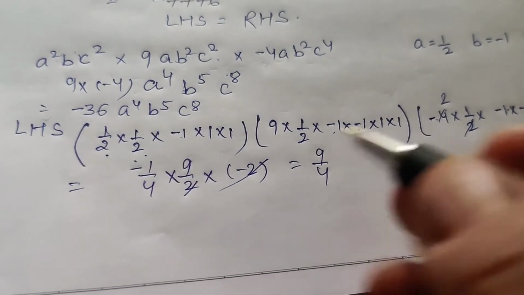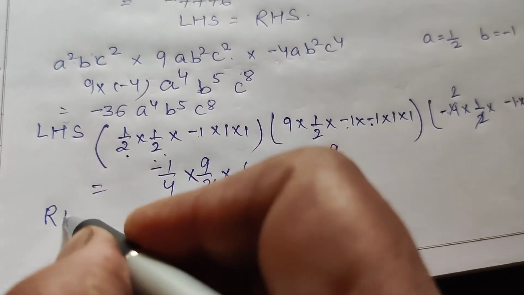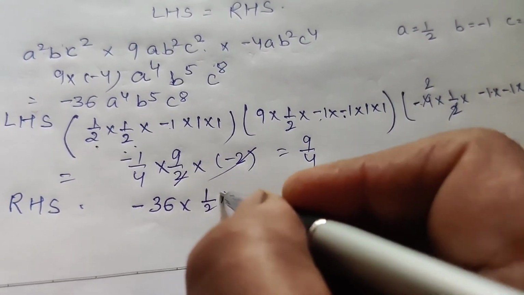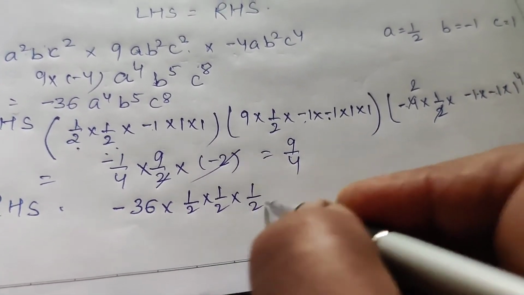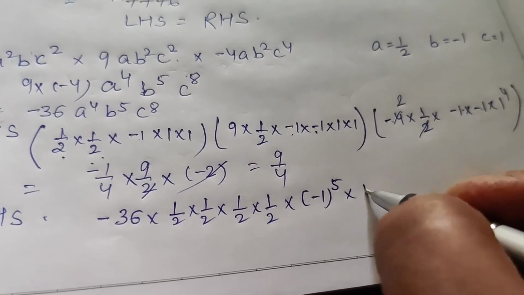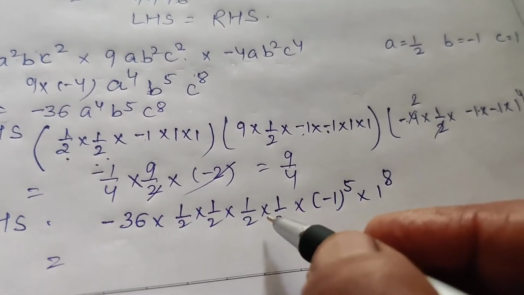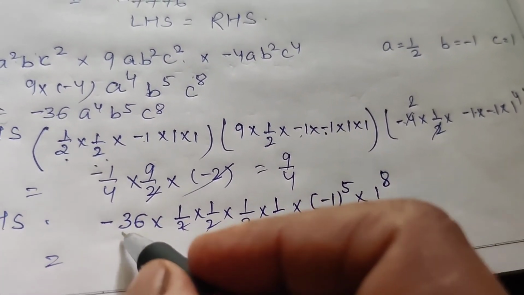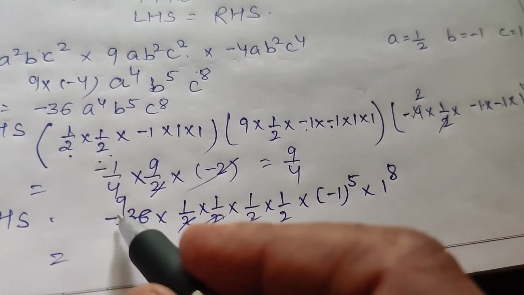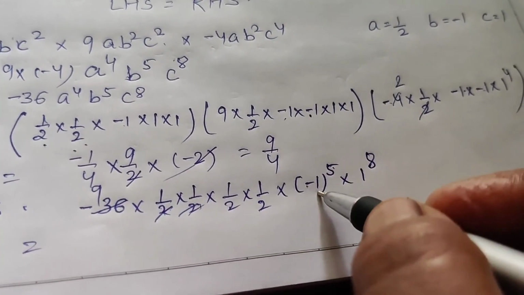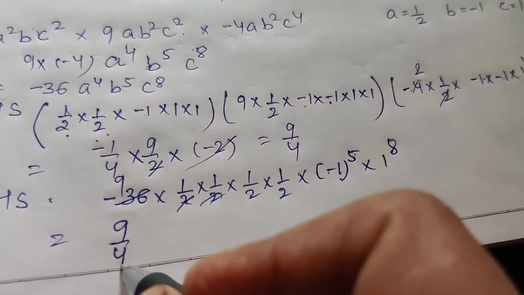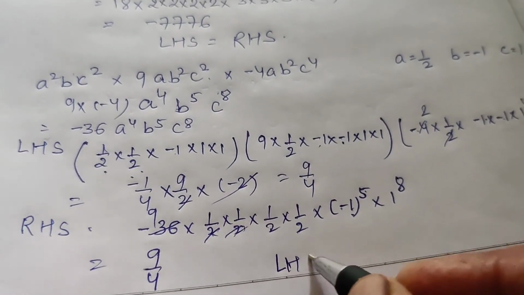Now put the values in RHS. RHS is minus 36. A raised to power 4 means 1, 2, 3 and 4 times. B raised to power 5 and minus 1 raised to power 5 and 1 raised to power 8. 2 to the 4 to the 8 to the 16. Just cut 2 to the 4. 9. Okay, now minus 1 raised to power 5 will be minus 1, odd number power so minus 1, minus minus plus. The answer is 9 by 4. It means LHS equal to RHS.